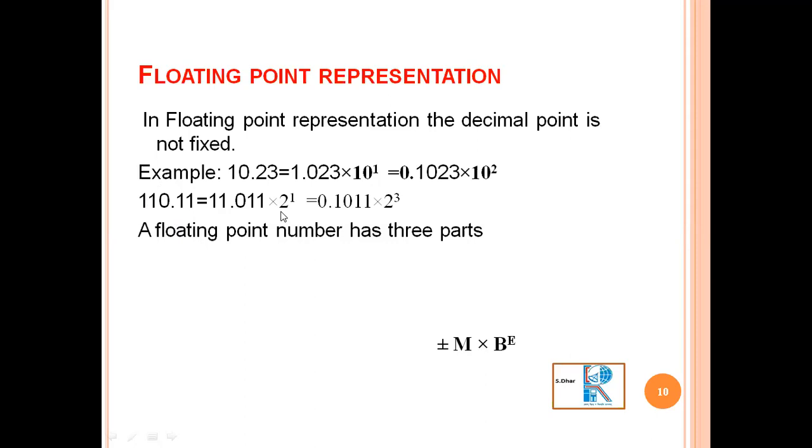Why 2 to the power 1? Because here the base is 2. In the previous case, that was the decimal number, the base was 10. So we multiplied with 10 to the power 1. In the second case, the base is 2. So we are multiplying it with 2 to the power 1. Similarly, if I move it further left here, that means 0.1011.